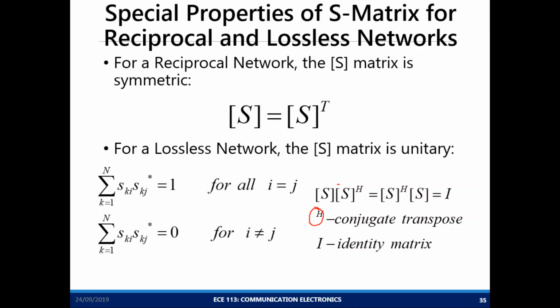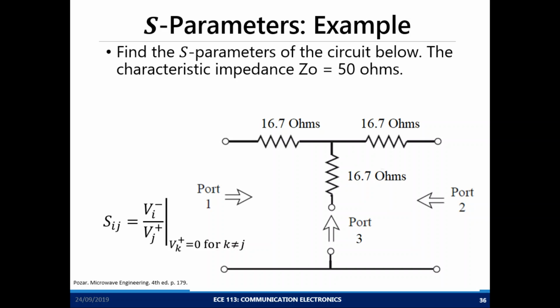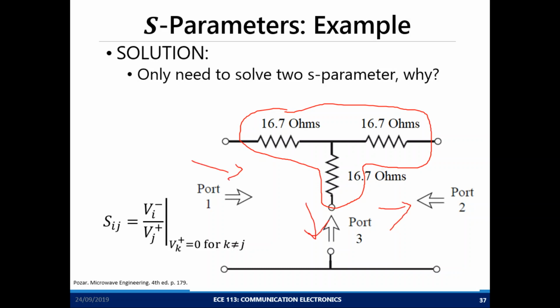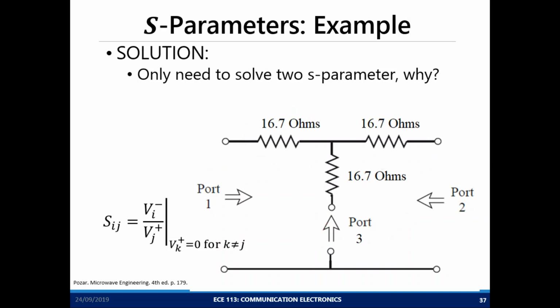Okay? So let's have another example. Find the S parameters of the circuit below, with a characteristic impedance of 50 ohms. If you look at the circuit, it's symmetric. So if you look at port 1, it's the same reaction to port 3 and port 2, since the circuit is symmetric.